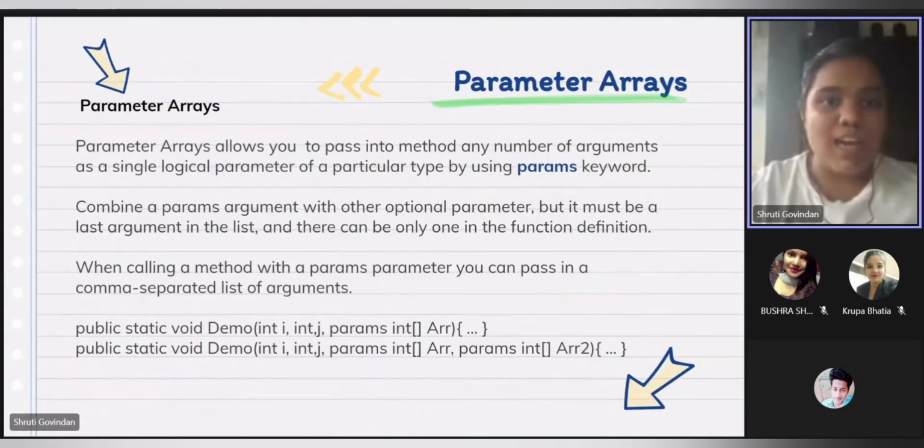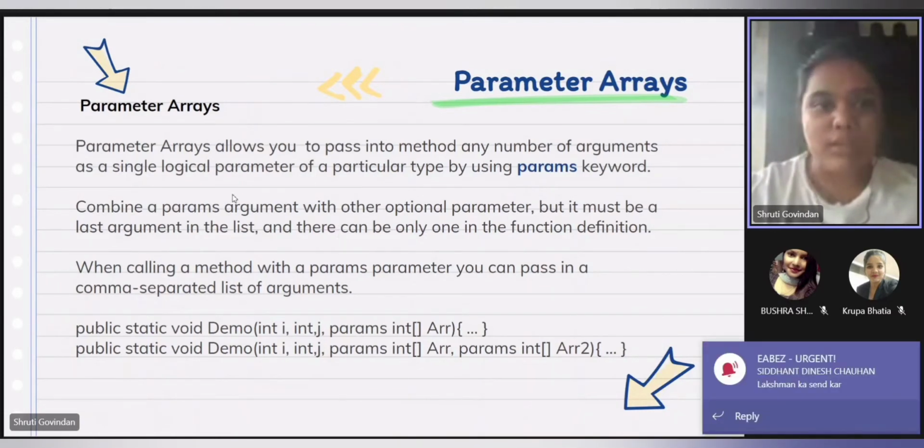So what do we mean by the argument? Why argument? We can pass any element of an array through this method, and we can do this by using the params keyword. The second point says that if you want to combine a params argument with other optional parameters, you can do that. But there must be only one params argument in it.